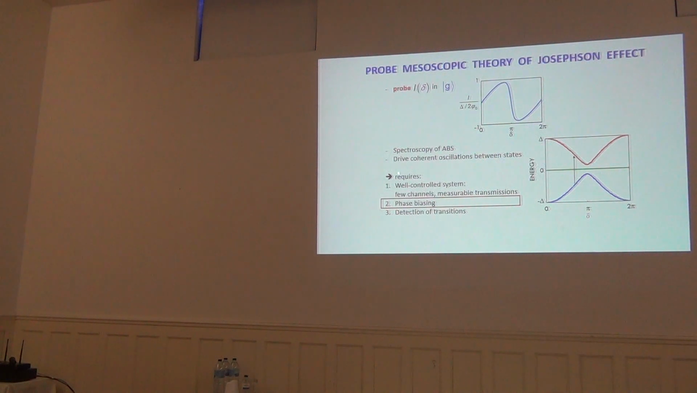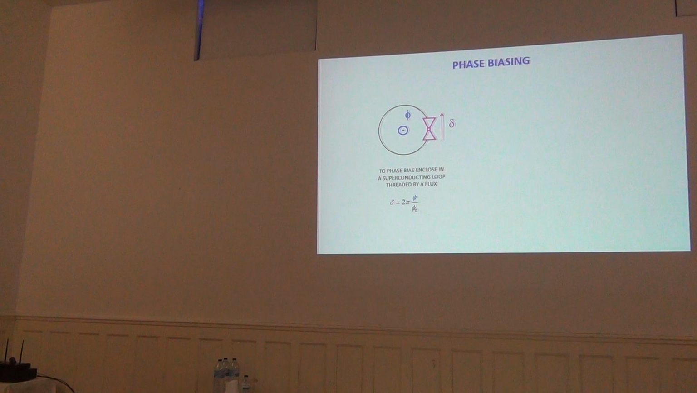One of the requirements here is also to be able to phase bias. To phase bias, what we use is essentially a SQUID. As was clear from this morning, if we take our weak link and embed it in a superconducting loop, by threading a magnetic flux and using the fact that the inductance of this loop is very small compared to the inductance of this weak link, we can impose the phase difference delta dropping in the weak link. So we can control the phase drop in the junction.